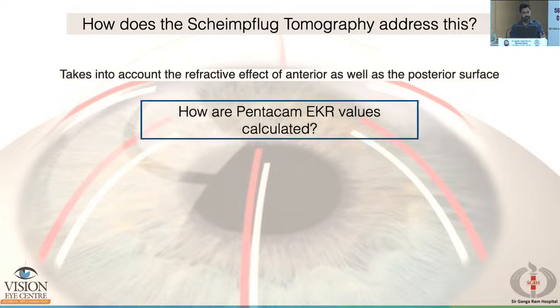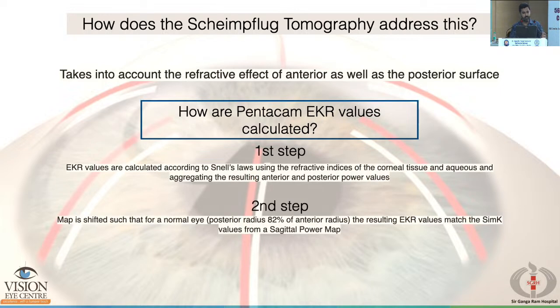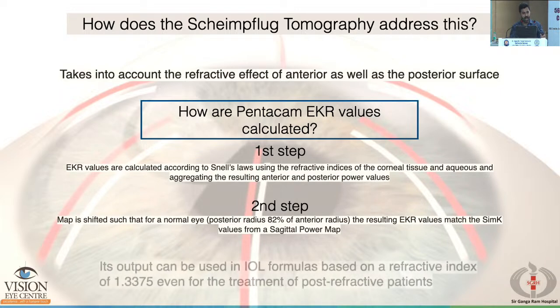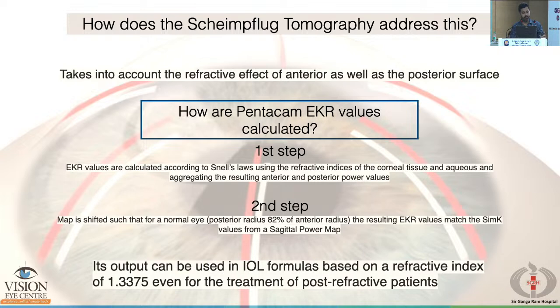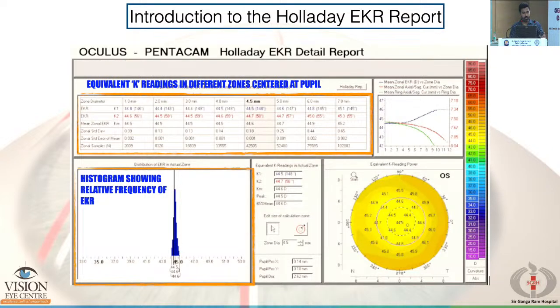The preferred map for me is the Pentacam equivalent K reading map, which I use for calculations. The reason this is helpful is that it calculates the equivalent K readings using Snell's law and converts them in a two-step process into values which can be directly used in your IOL formulas. Now, this is what the Holladay EKR report looks like. You have the EKR readings in different zones, centered at the pupil in front of you. You also see a histogram showing the relative frequency of EKR.